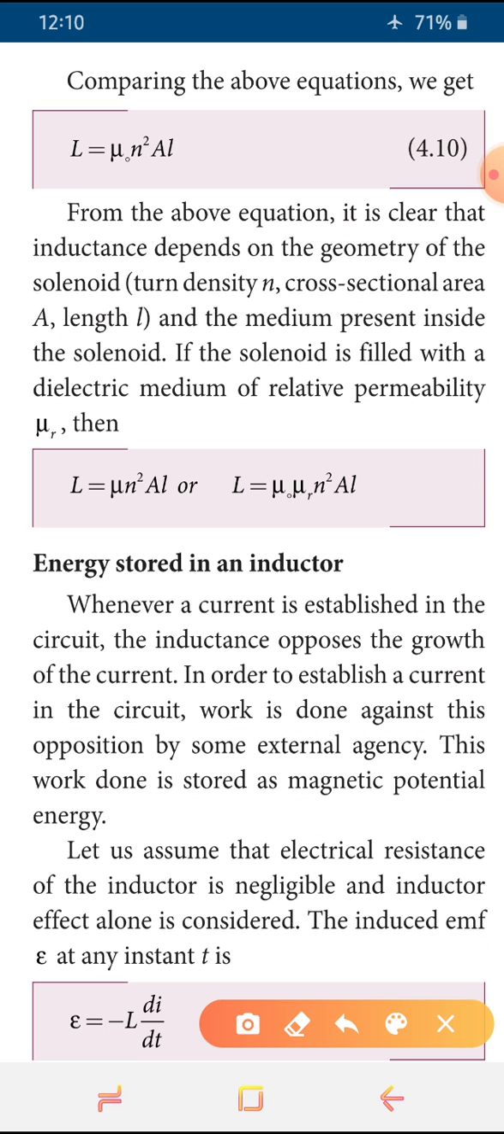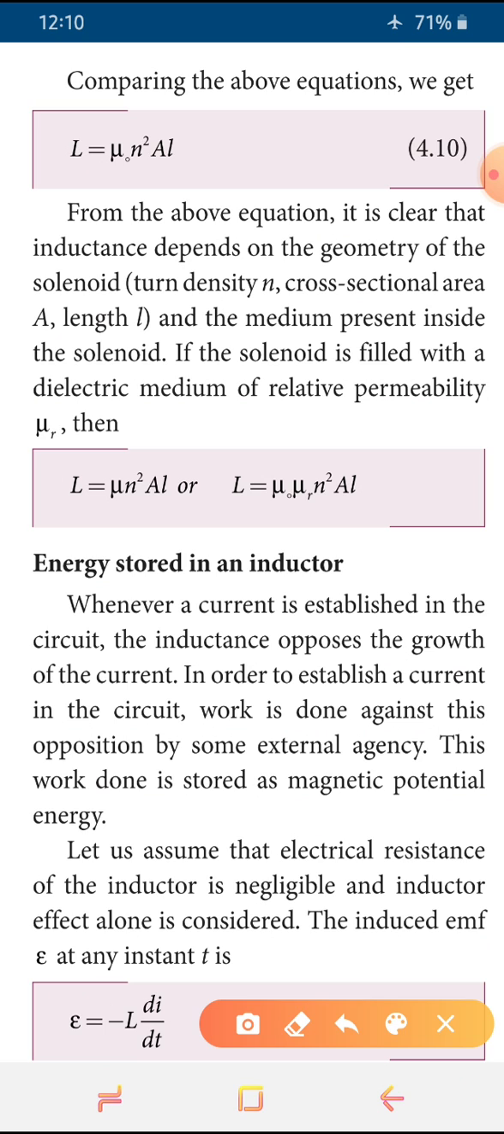From the above equation, it is clear that the inductance of the solenoid depends on its geometry: the turn density n, the cross-sectional area A, and its length L. It also depends on the medium present inside the solenoid. If the solenoid is filled with a medium of relative permeability mu r, the above equation can be written as L is equal to mu.